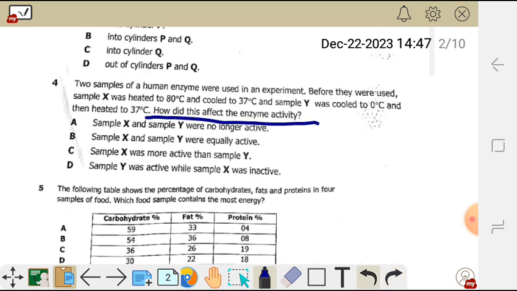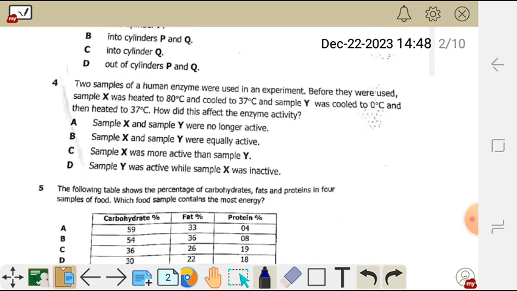How did this affect the enzyme activity? A, sample X and sample Y were no longer active. B, sample X and sample Y were equally active. C, sample X was more active than sample Y. And D, sample Y was active while sample X was inactive.